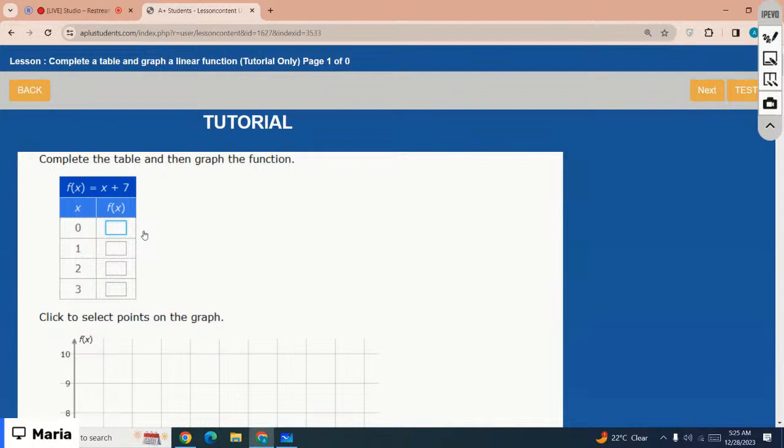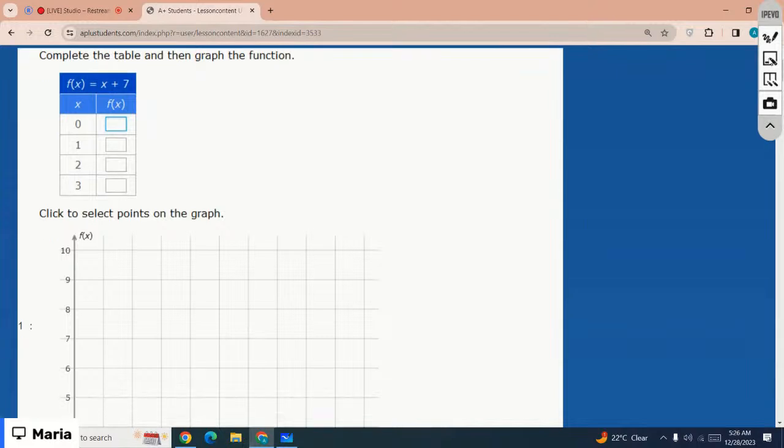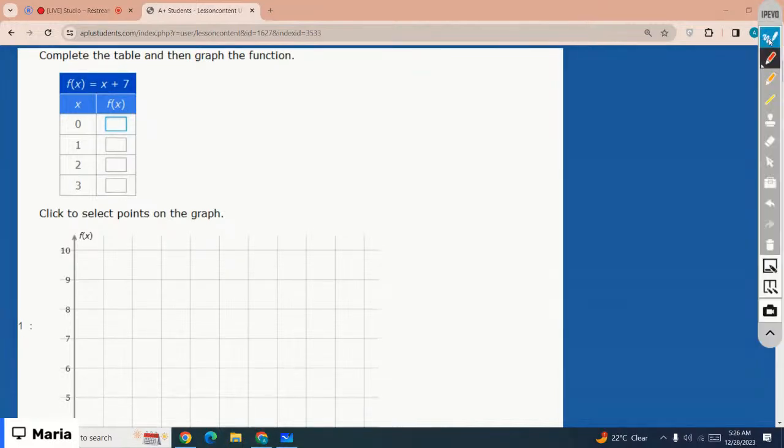So we are given the equation, right? First we have to complete the table with the equation, and then you have to plot the graph. How do we complete the table? Use the equation f of x equals x plus 7. X is an independent variable, and you can put any x value into the equation. So solve for x equals 1: 1 plus 7 equals 8. That means when x equals 1, y is 8.